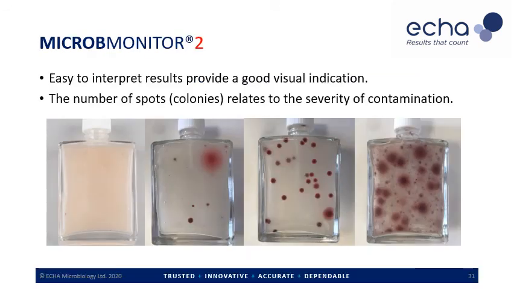So in summary, using Micromonitor 2 tests and counting or estimating the number of colonies is a simple process without the need for any specialist equipment. The test provides a clear visual indication of the severity of contamination. Remember, it is the number of spots, not their size, which is important. Remember, contamination limits are for guidance only. The Micromonitor 2 test is flexible enough to adjust these to your particular experience and requirements.